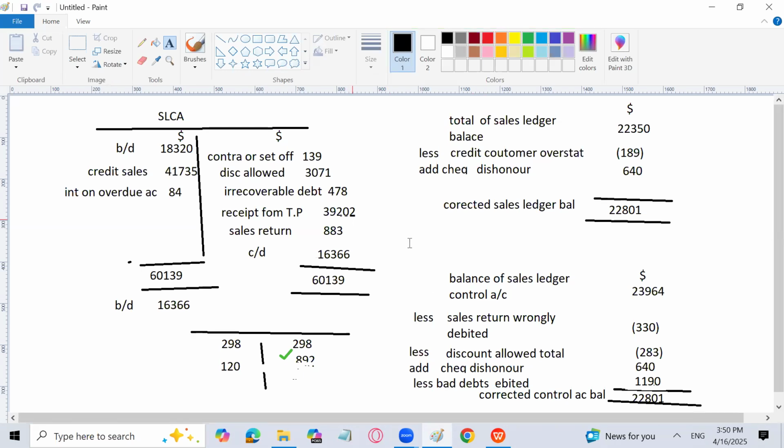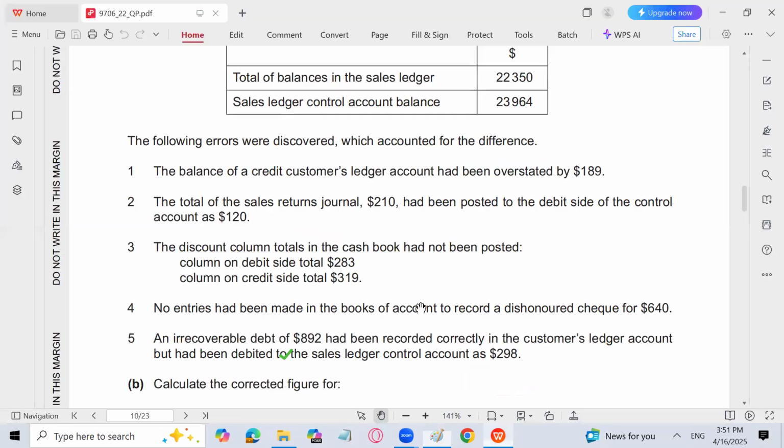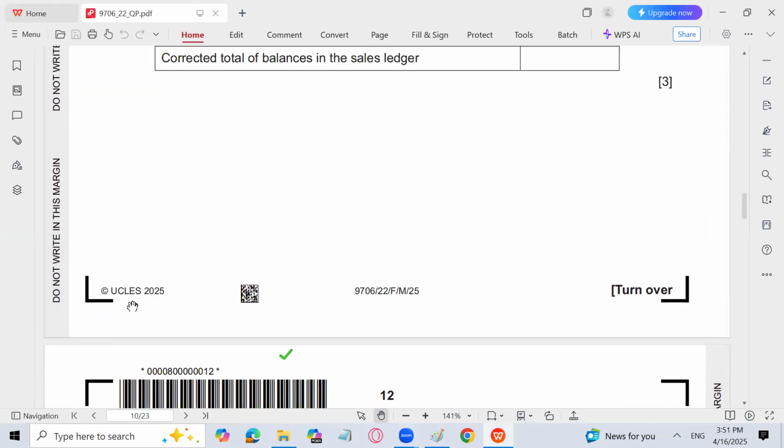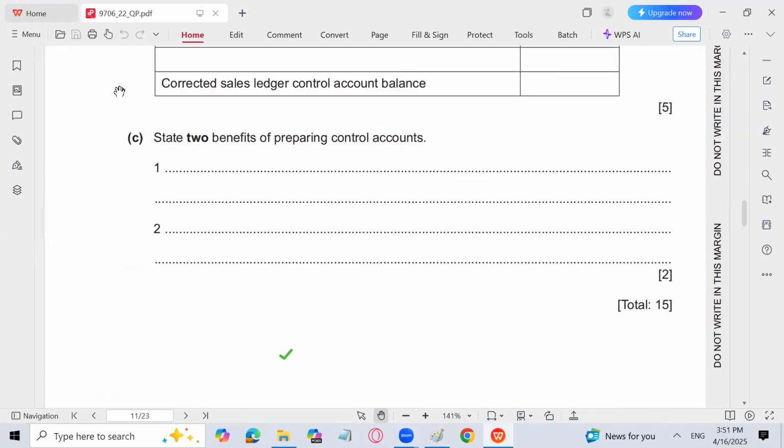Let's see what the next parts given in the question are. If you have any problem, you can ask me. 5 marks for this and 3 for this. So 8 and 5, 13.